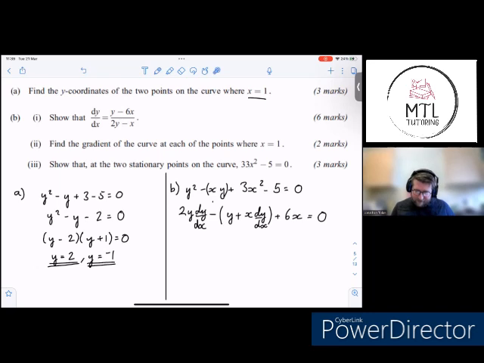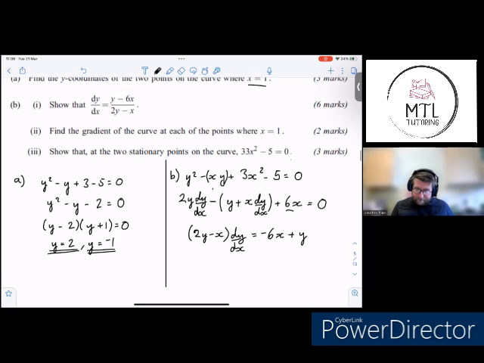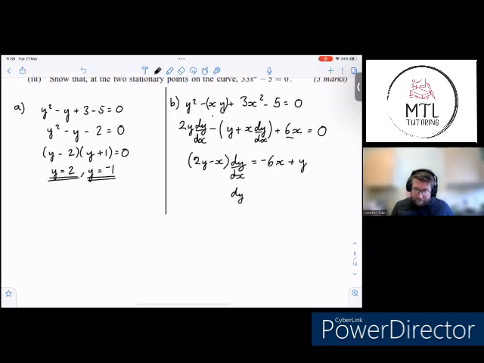So we've differentiated. We've just got to make dy by dx the subject now. So how many dy by dx's have I got? Well, I've got 2y minus x. So the 2y minus x, that's how many dy by dx's I've got. Everything else I want to put on the other side. So that would be minus 6x plus y. So dy by dx equals, let's write those the other way around, y minus 6x over 2y minus x.